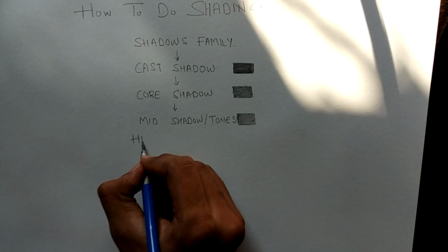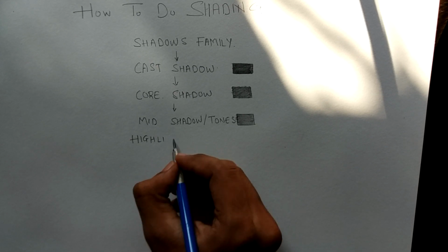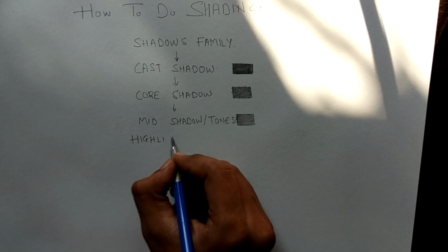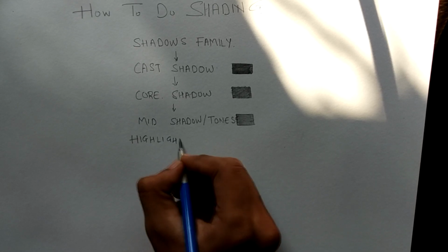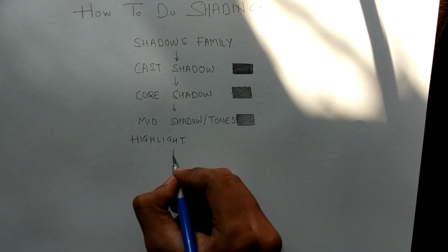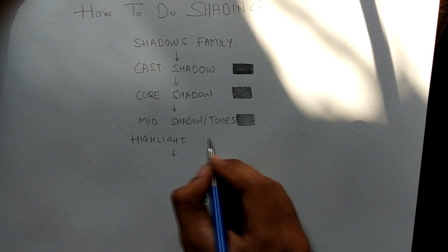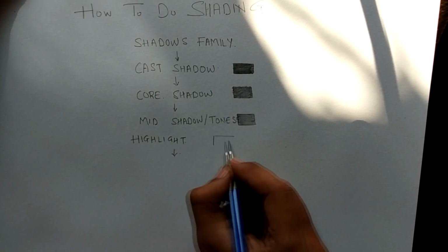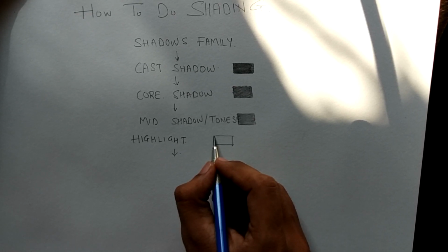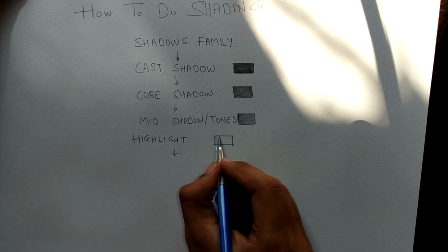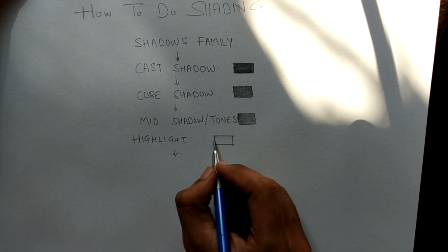Now let's see the highlights. The highlight is basically the lightest part, where there is 100% light on the surface. Not even a single point of pencil should be on a highlight, but it depends on what you are drawing. I'll give you a small tip on the highlight: I usually do a little bit of shading on the highlight even if there is 100% light. I like to keep it that way; that's my style.